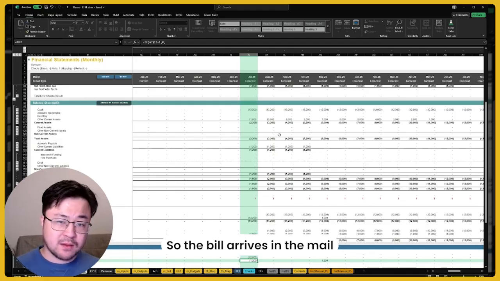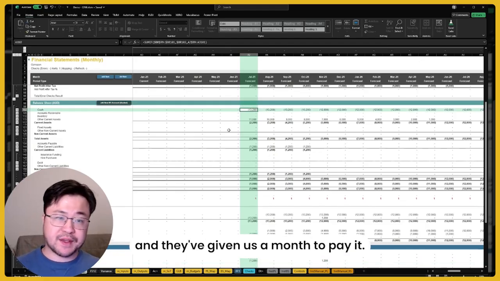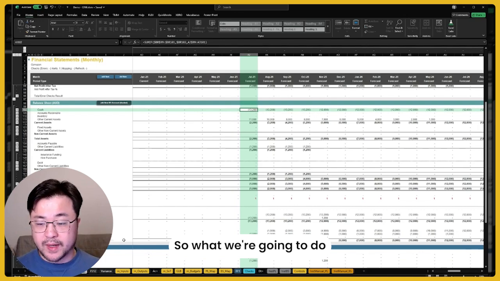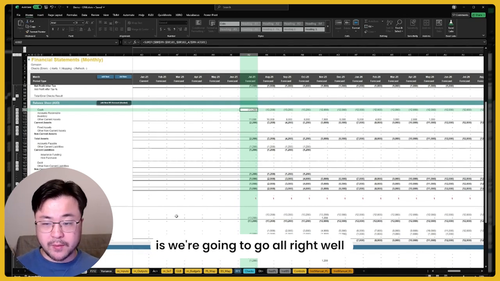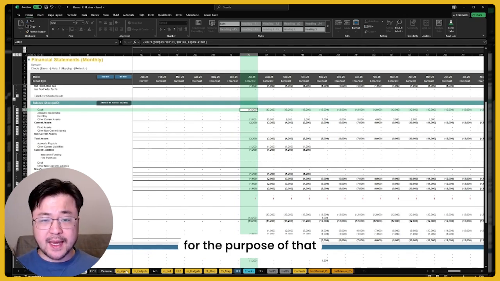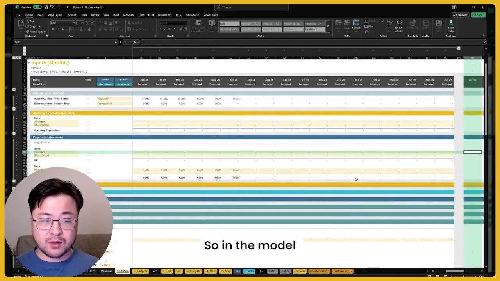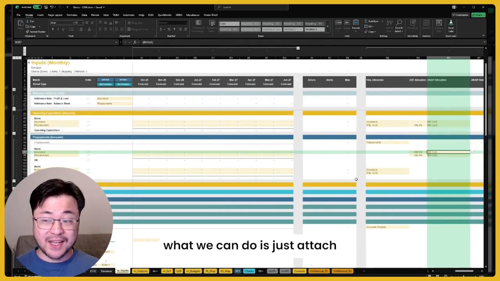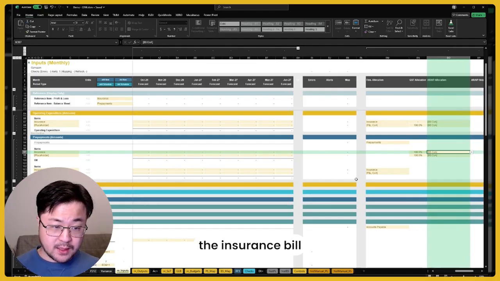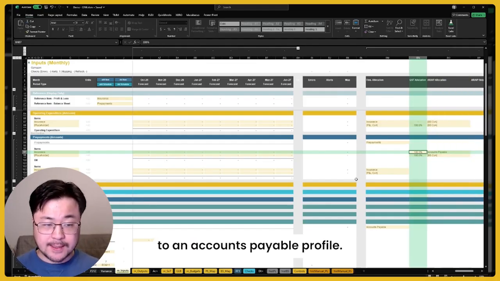Bill arrives in the mail mid-July, and they've given us a month to pay it. So for the purpose of that, we need to delay that payment. In the model, what we can do is just attach the insurance bill to an accounts payable profile.